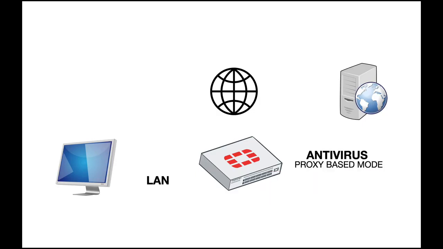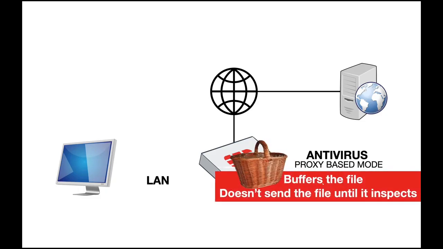In a proxy-based mode, it's quite different. Your host asks for some file. It goes through your FortiGate, but then your FortiGate actually buffers the file. It doesn't send the file until it finishes inspecting it. If everything goes well, it will send the file to the host. If something happened and it finds viruses, then it again will show one of the replacement messages.